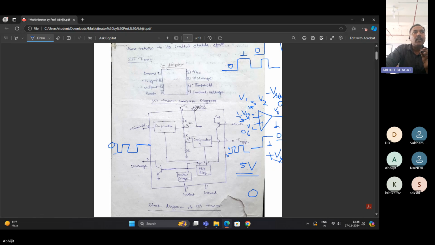It is called the control voltage, because by using the control voltage you can change the voltage at this point, and if the voltage at this point is changed, the output of the comparator will be changed. So it is the control voltage terminal function. Is it clear?